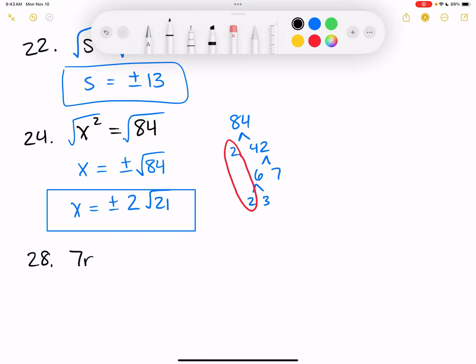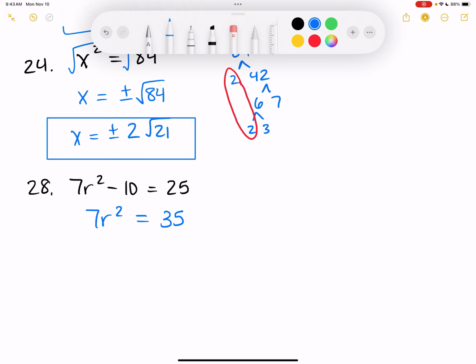28. 7r squared minus 10 equals 25. So, obviously I'm solving. That means I'm trying to get the variable by itself. So what's the first thing that I would do? Add 10 to the other side. So 7r squared equals 35. And divide by 7. R squared equals 5.